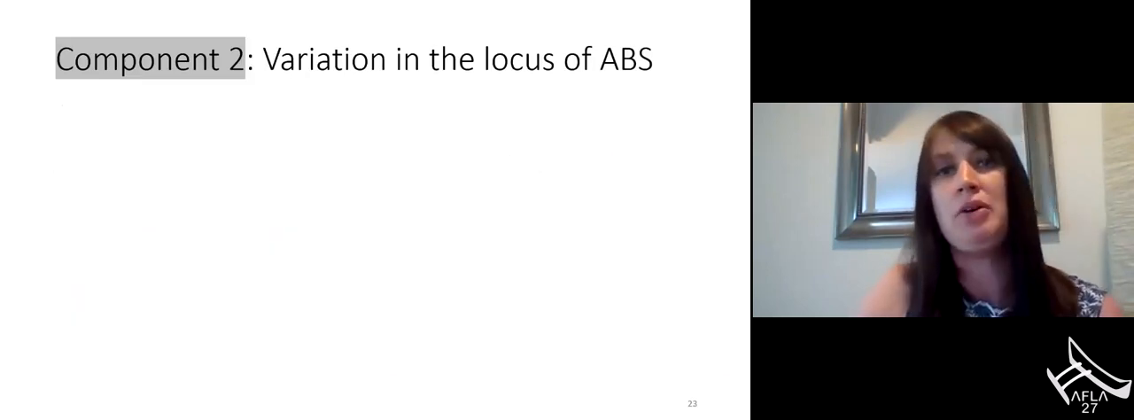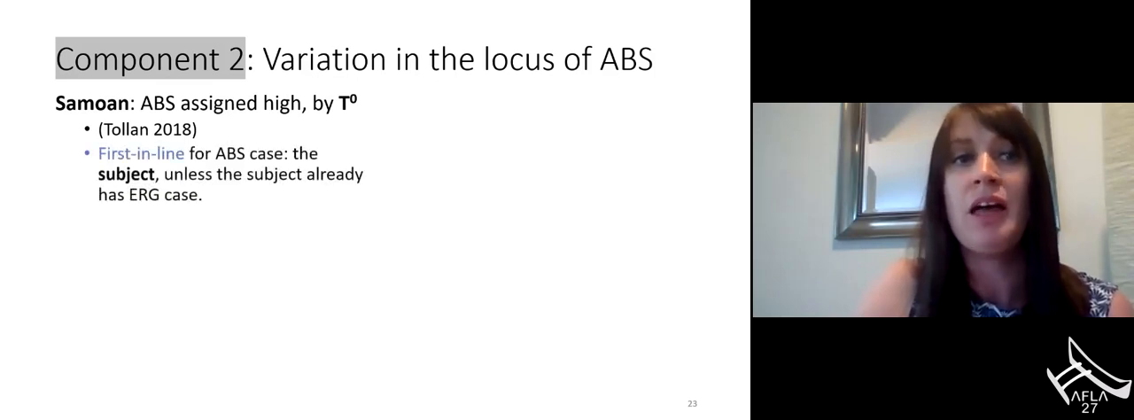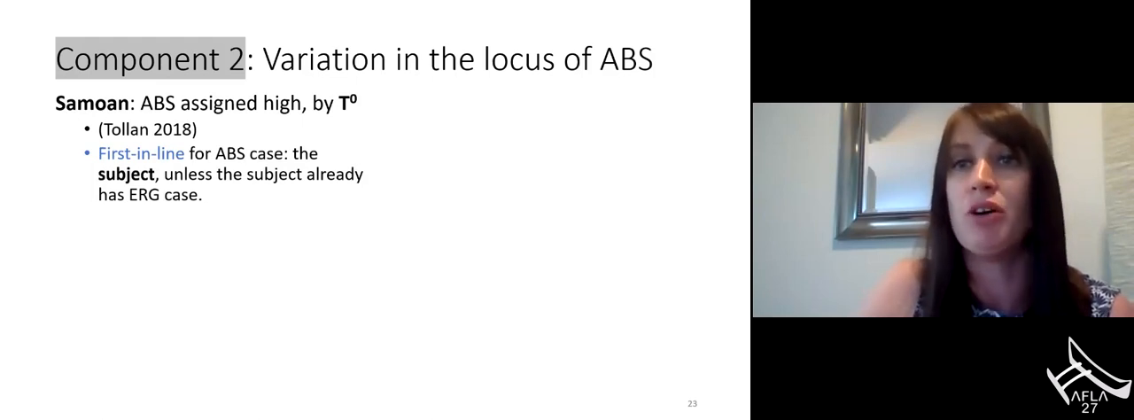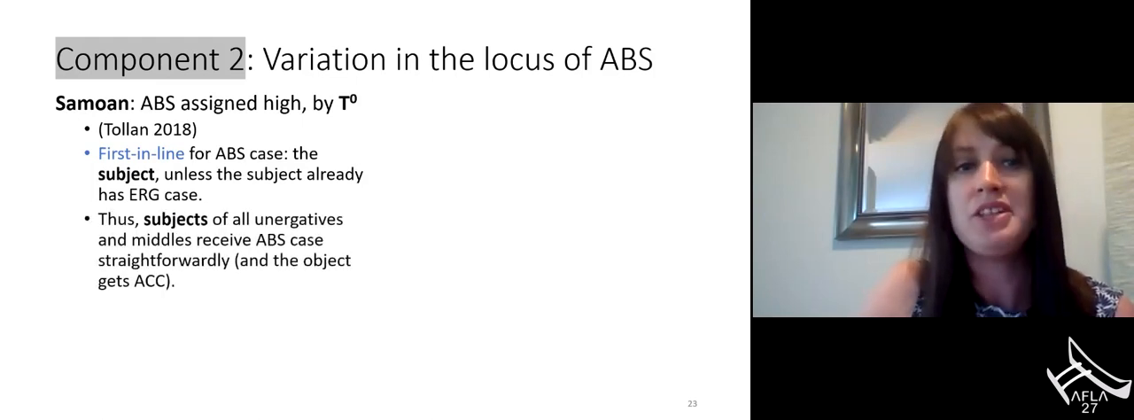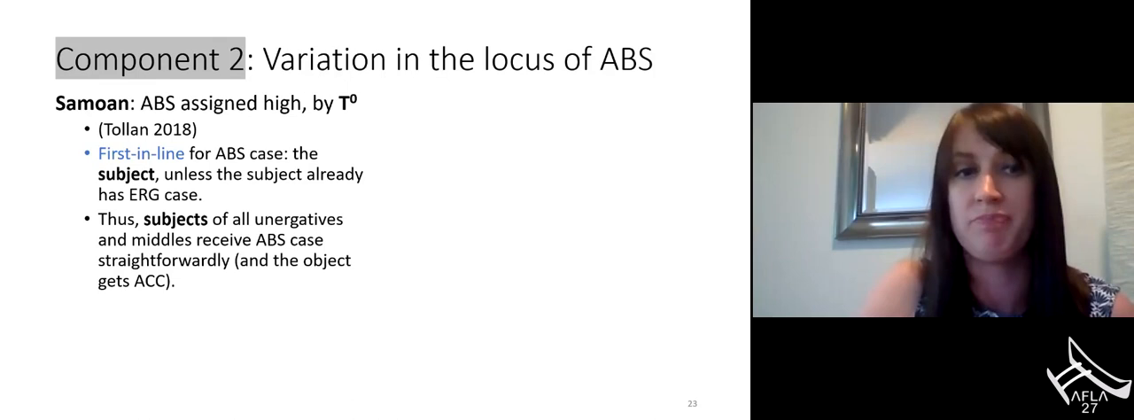The second component is variation in the locus of absolutive case. So in Samoan, we're going to posit that absolutive is assigned high by T, following some of my own previous work. This means that first in line for absolutive case is the subject, unless the subject has already got ergative case. This means that subjects of all ergatives and all middles straightforwardly receive absolutive case, they're first in line, and the object gets accusative case, and there's no VoiceP, so no ergative case.